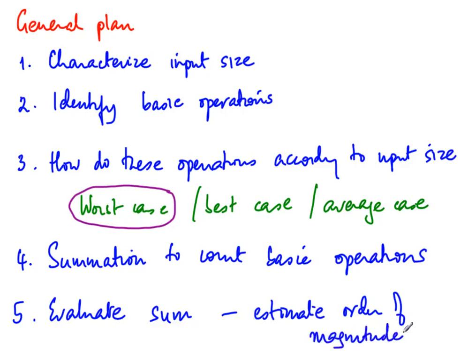Okay, so this is our basic recipe now. We start by characterizing the input, we identify the basic operations, we check how these operations vary according to the input size, set up a sum to add them up and solve the summation. So since we'll be solving a lot of sums or summations, we should know some basic things. So we have to review some basics about summations.